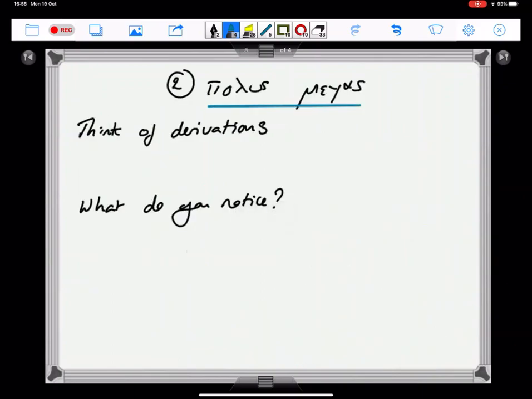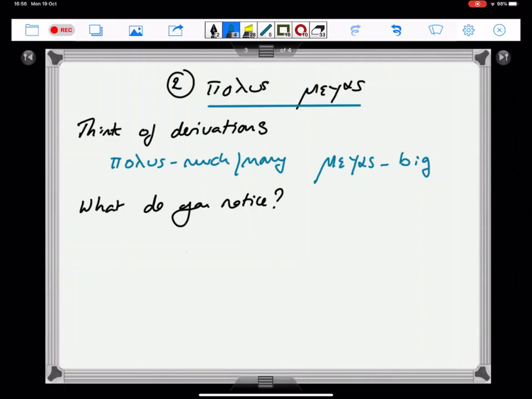Two slightly irregular adjectives, polus and megas. First thing I'd like you to do, and I'm going to build a word cloud of these from a quiz embedded in Canvas, is think of any derivations. Polus means much or many. Megas means big. Stop now and put in as many derivations as you can think of in, say, 10 to 20 seconds. Then return to the video.